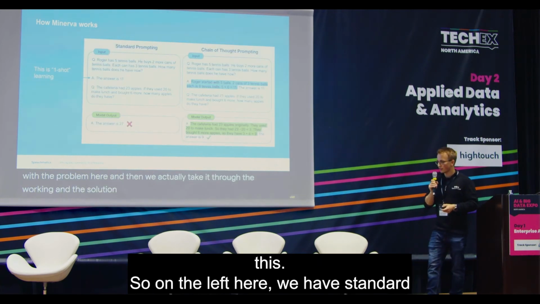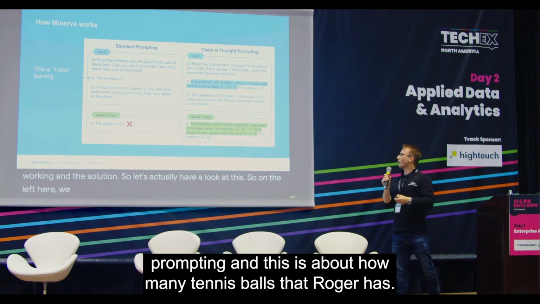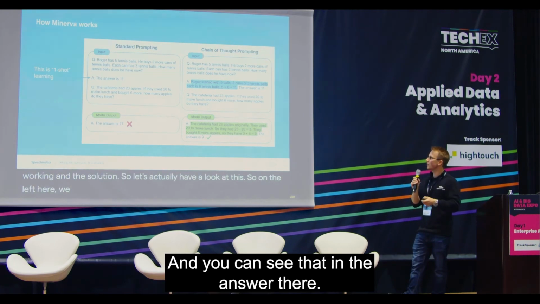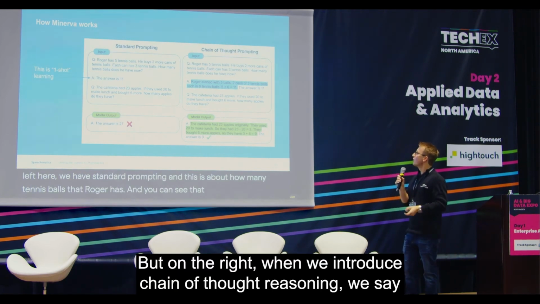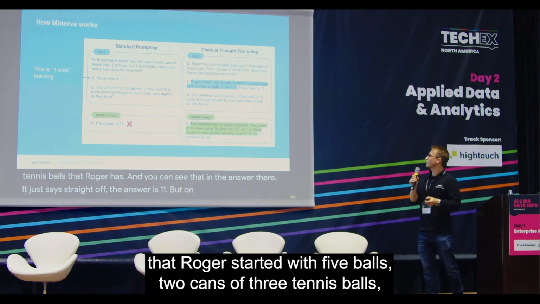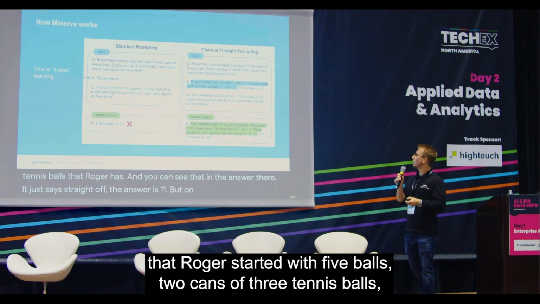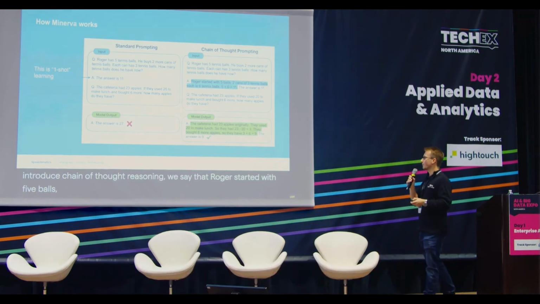So let's actually have a look at this. On the left here, we have standard prompting, and this is about how many tennis balls Roger has. You can see that in the answer there, it just says straight off, the answer is 11. But on the right, when we introduce chain of thought reasoning, we say that Roger started with 5 balls, 2 cans of 3 tennis balls, and each is 6 tennis balls. And then it goes to the answer of 11.